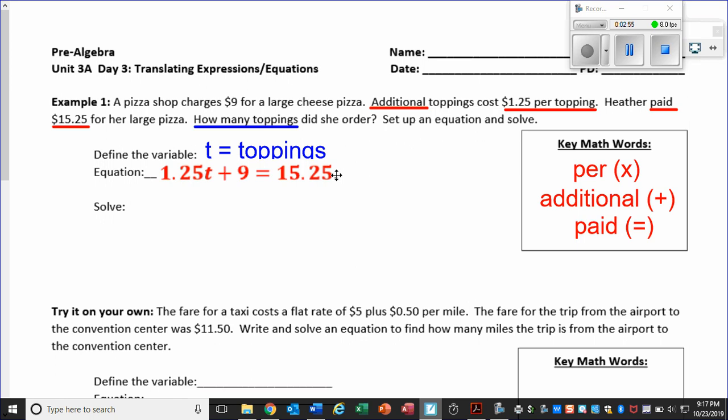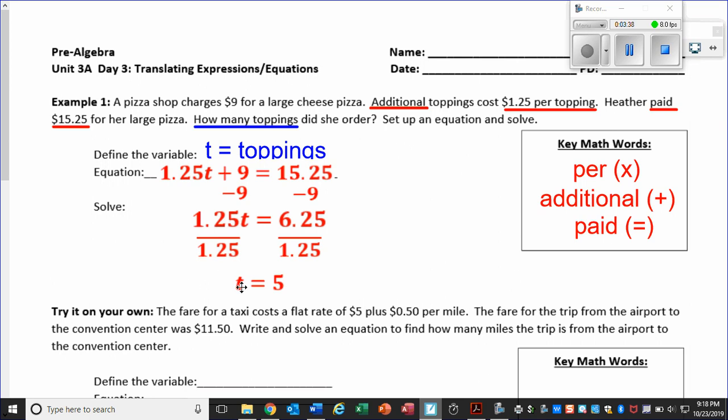Once we have our equation, we can go ahead and solve it. So we're going to solve it like a two-step equation. We're going to first undo the plus 9 by subtracting 9 from both sides. We're just going to undo it by doing the opposite. These 9s will cancel out, leaving us with the 1.25t, and it will now equal 6.25. So now we're just going to divide by 1.25. We're going to undo that multiplication by dividing. The 1.25s will cancel out. 6.25 divided by 1.25, we just do it in the calculator, and we get t equals 5.